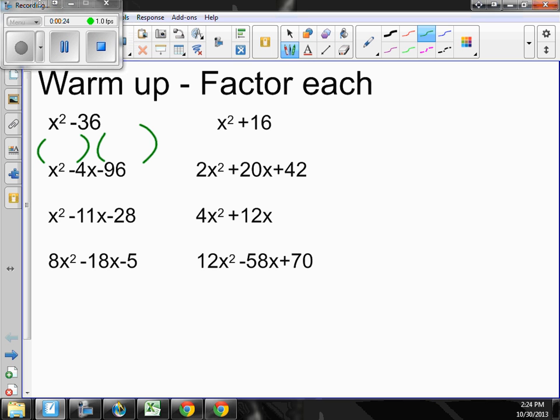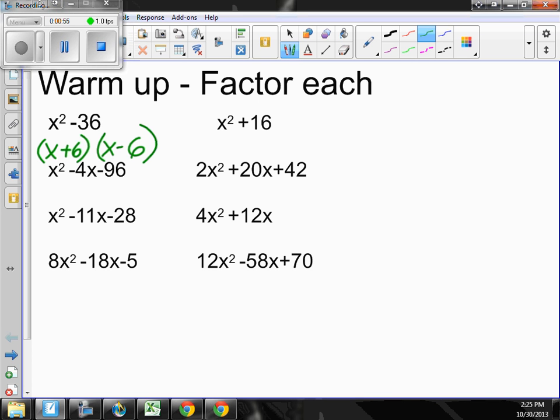Conjugates are factors that are identical except the sign in the middle is different. So x plus 6, x minus 6. Yeah, you did the first two. Nice work. Okay, now if we were continuing on to find the roots, then we would turn it into x equals plus or minus 6. But today, we don't care about the roots. All we care about are the factors.